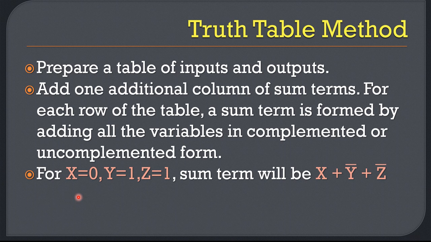Now, for example, x equal to 0, y equal to 1 and z equal to 1. How do we write the sum term? Wherever you have 0, you write the normal variable as it is, and wherever you have 1, you write the complemented version of that variable. So here it is just opposite to the SOP form, that is the product term. This is how you get the sum term, or you can call it a max term.